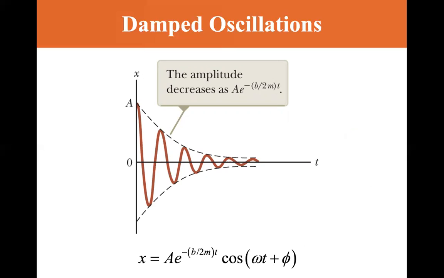The amplitude decreases as A e to the minus b over 2m times t. If you plotted the damping portion of the pendulum, you would have seen a curve that's similar to the dotted line. We were only looking at one side of the pendulum, so we didn't plot the whole thing, but the one side of it did have a curve like this. And this is the equation: x equals A e to the minus b over 2m t times cosine omega t plus phi.